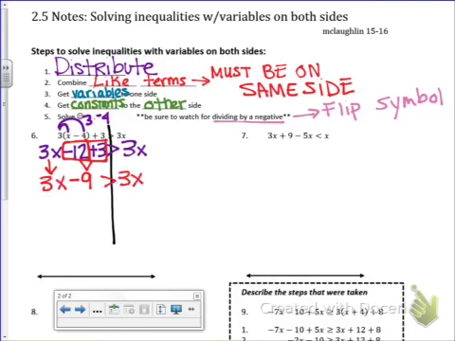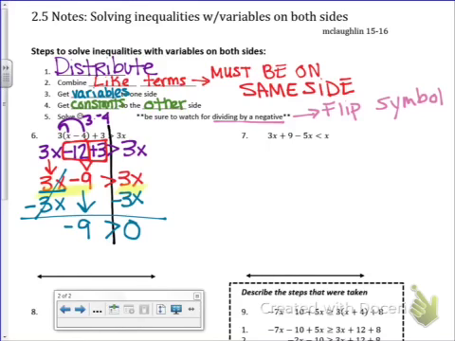Okay, now I need to move my variables to one side. Over here on the left, we have a 3x and a negative 9, and then I have a 3x on the right. So I need to move this 3x to the other side. It's positive, so I'm going to subtract it. 3x minus 3x, that's 0. Bring down negative 9. Now, on the right here, 3x minus 3x, that is 0. There's not 0x, it's just 0. There's no x's left. We write down our symbol.